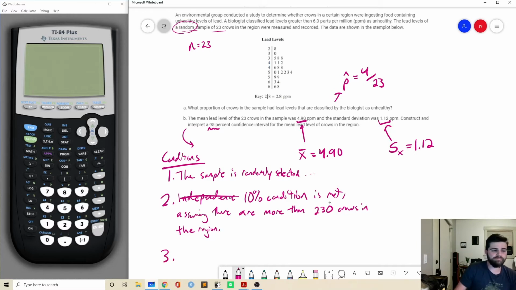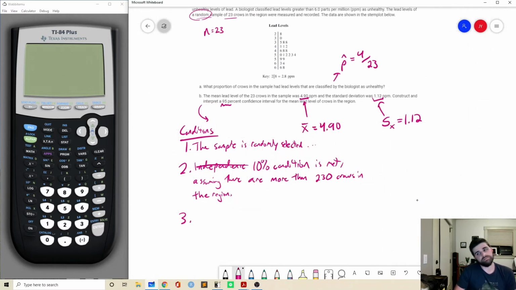And finally, we need to check our large sample condition. So the central limit theorem says that the sampling distribution will be approximately normal as long as our sample size is bigger than 30. But it's not. We have a sample size of 23. So this may come up where we don't actually have a big enough sample. So we don't get the easy answer of just we have a big sample so we can just assume the sampling distribution is normal and move on with our lives.